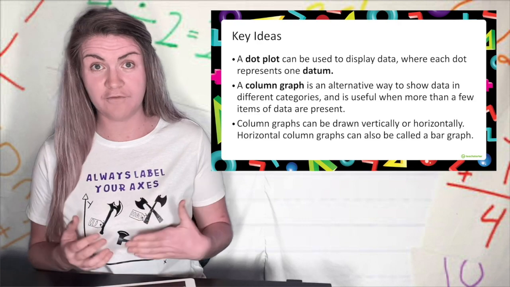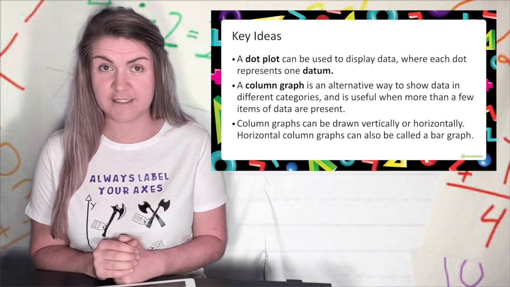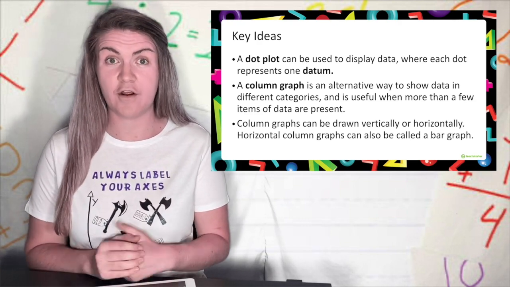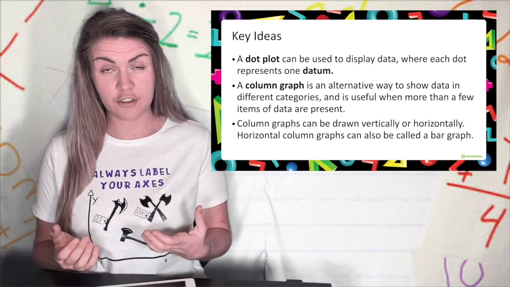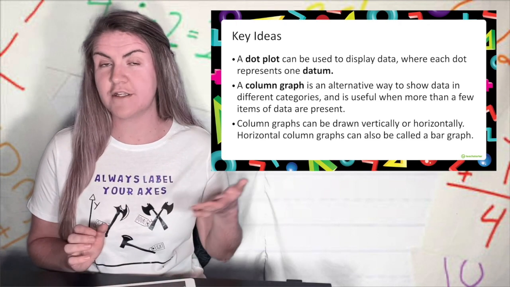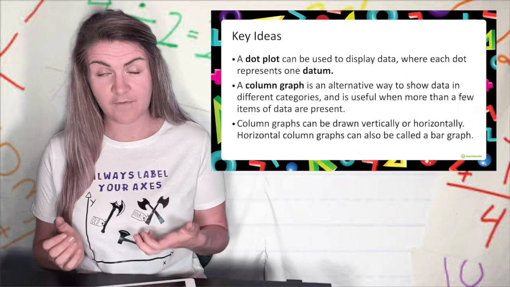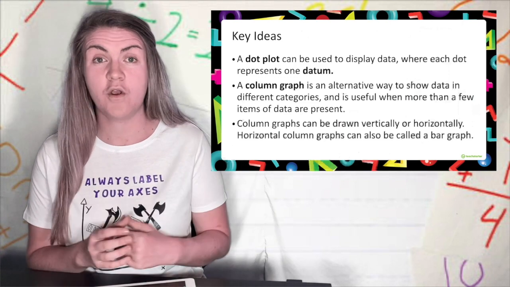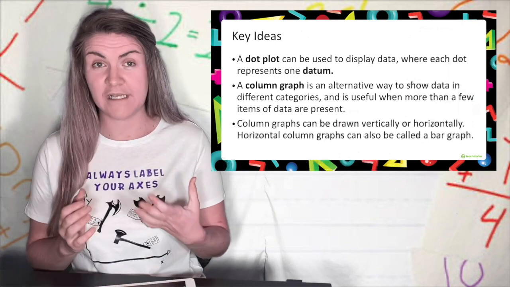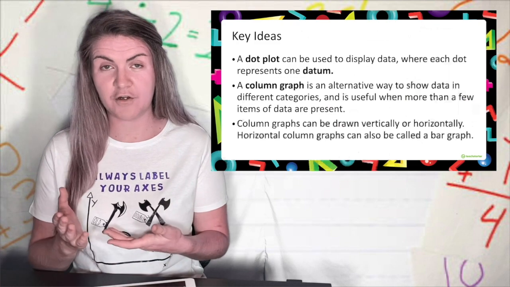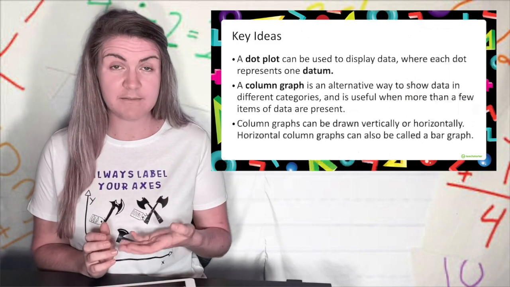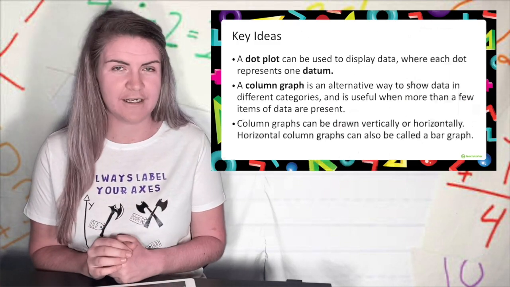A column graph is obviously another way to show this data and is very useful when there are lots of options. A column graph is an alternate way to show the different categories of data and is very useful when more than a few options are available. As we said, column graphs can be vertical or horizontal, and sometimes when it's horizontal, people call them bar graphs.